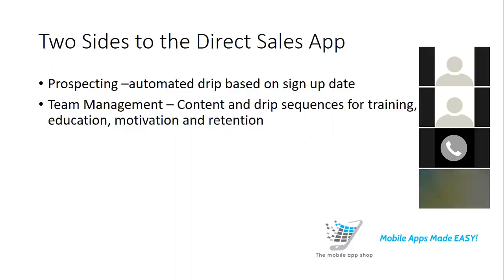And then the second side of the app is once somebody has become a team member, a member of your organization, we have all of the content that it takes to learn, for training, education, motivation, retention, everything there on the team management side. And like the prospecting side, we can create drip sequences using push notifications. So I'll show that to you today. We kind of mocked up one, with all the steps to do for your first 60 days. So that's the way we do that one.